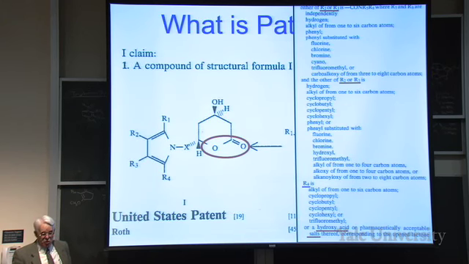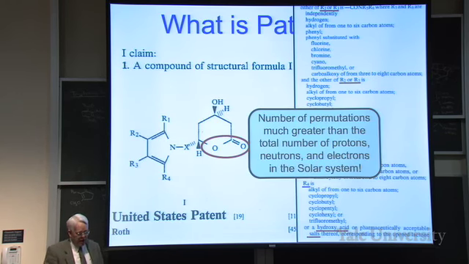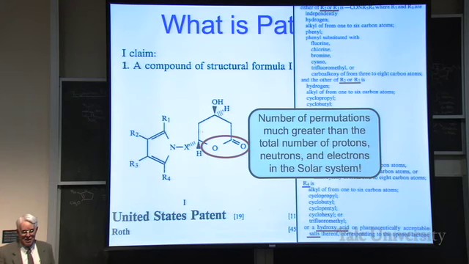How many molecules are covered in the patent? If you made all the permutations of those groups, you'd find that it's greater than the number of protons, neutrons, and electrons in the solar system. So it's obviously impossible to make all the molecules. You'd need quite a few solar systems to have enough particles to do it with, okay? But the patent is supposed to protect that.